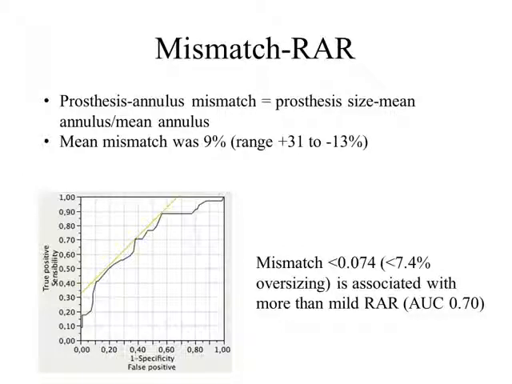The prosthesis annulus mismatch measures the incongruity between the prosthesis implanted and the size of the annulus, so that positive mismatch values correspond to a prosthesis oversizing, while negative values represent a prosthesis downsizing. Mean mismatch value was 9% in our series, with a range that went from 31 to minus 14. And interestingly, we found a cutoff level of 7.4% under which a significant residual aortic regurgitation became much more frequent.